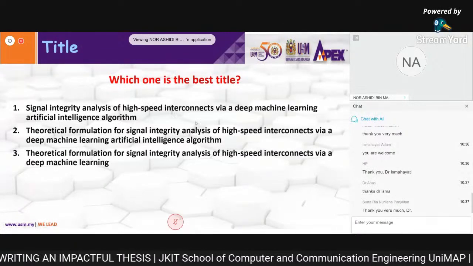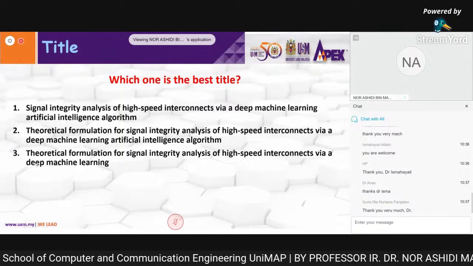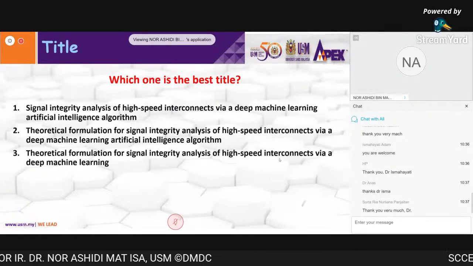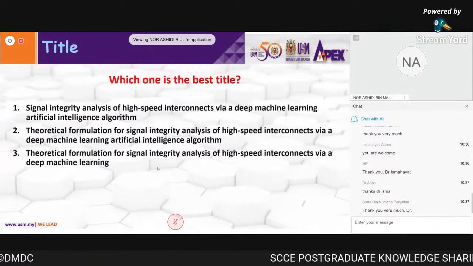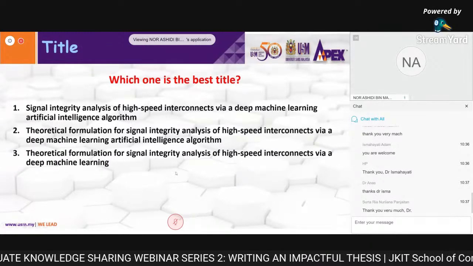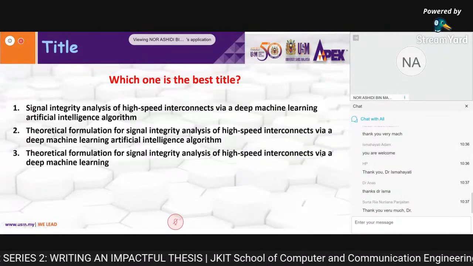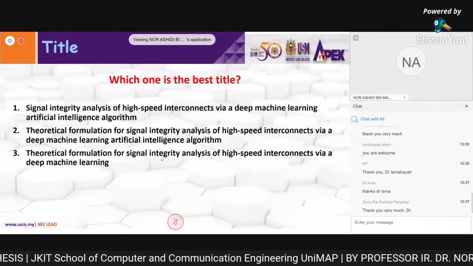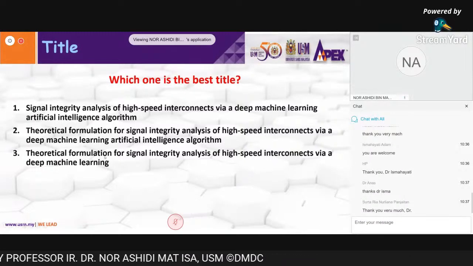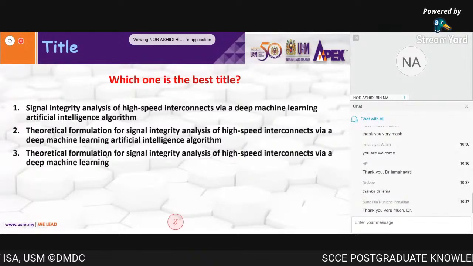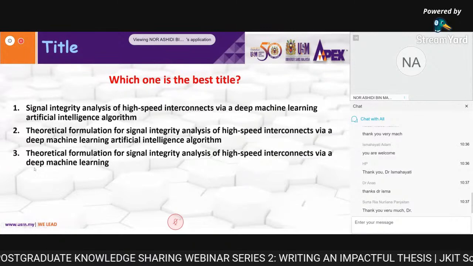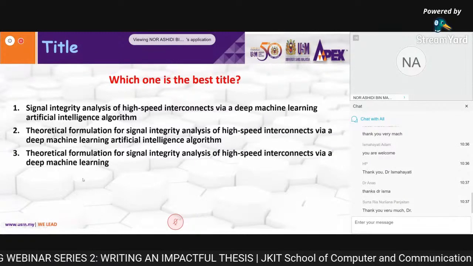And when I read the third paper, I know this candidate wants to formulate a new theory for signal integrity. For what? For high-speed interconnection. By using what? By using deep machine learning. So here we have one keyword, the second keyword is deep learning, and the third keyword is signal integrity analysis of high-speed interconnection. So there are three main research or niche areas to be covered. He should know the level, up to formulating the theoretical equation and so on, to be used in signal integrity analysis by using deep machine learning. Okay, so everything must be there.